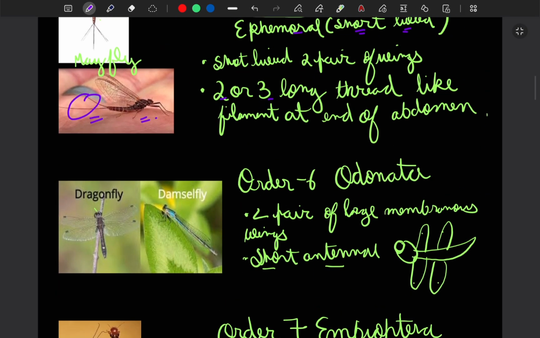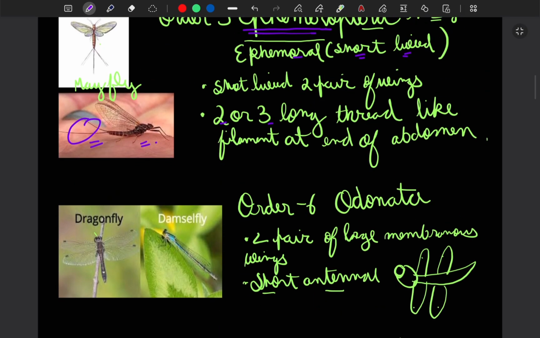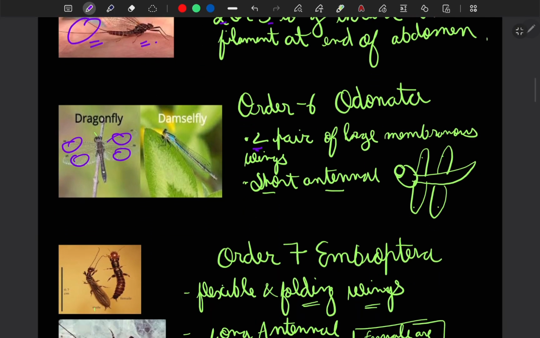The next order is Odonata. Now Odonata is very clearly identified. A lot of people must have observed it. It has 2 pair of large membranous wings. Dragonfly, damselfly are clearly observed. They are commonly known as helicopter wings, and they have short antennae. They do not lack antennae; in the image, if you cannot see it, they have short antennae.